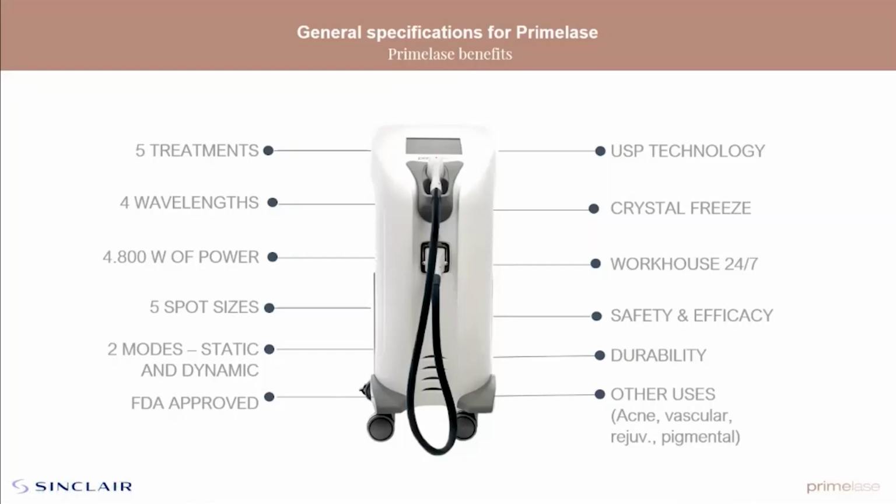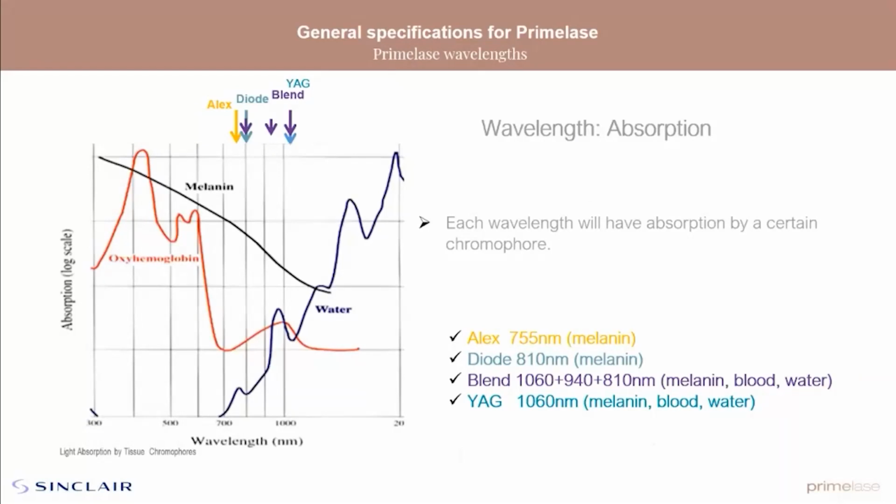This device also has the USP technology. We already talked about it in the theoretical part, which means this ultra short pulse technology to really obtain effective treatments. We will talk about the Crystal Freeze, which is the cooling system for the device. It's a robust device that can work non-stop 24/7, always guaranteeing the efficacy and the safety for these treatments. And thanks to how it is created, which we will also talk about, we can guarantee high durability of the device. So let's focus now on the wavelengths.